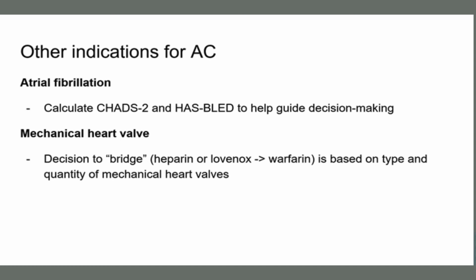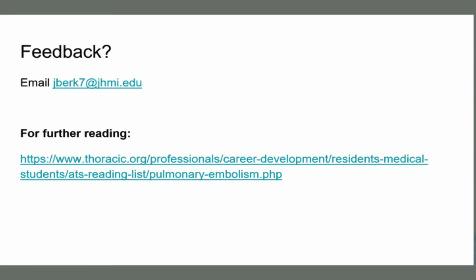Other indications for anticoagulation that I just mentioned are outside the scope of this, but just in case you see a patient on warfarin or something and want to know why they are on it. Patients with atrial fibrillation have a higher risk of clots, so you calculate a CHADS-2 score and a HAS-BLED score that helps guide the decision making if they should be on anticoagulation. Also, patients with mechanical heart valves often need to be on anticoagulation. Some heart valves need to be bridged with heparin or Lovenox to warfarin. But just so you know that these medications are also used for other indications.